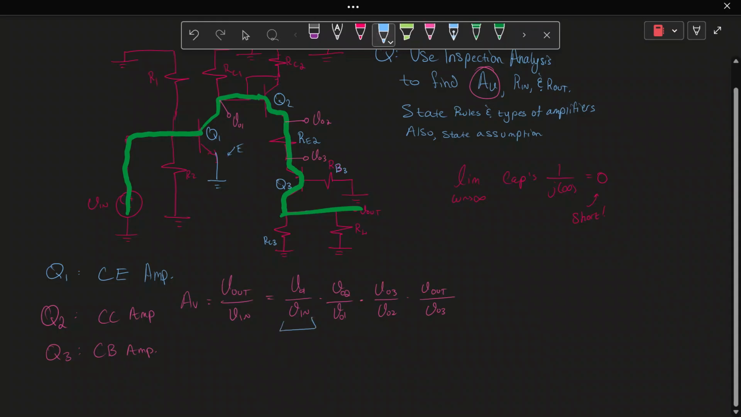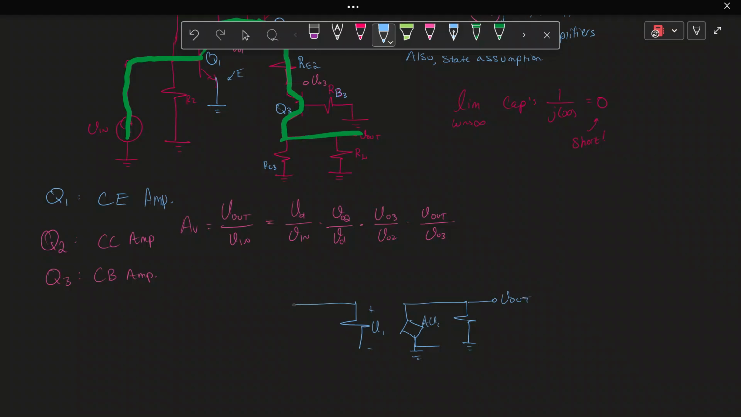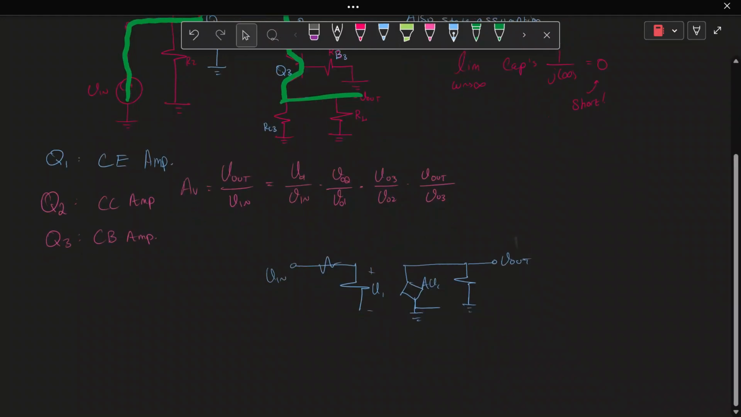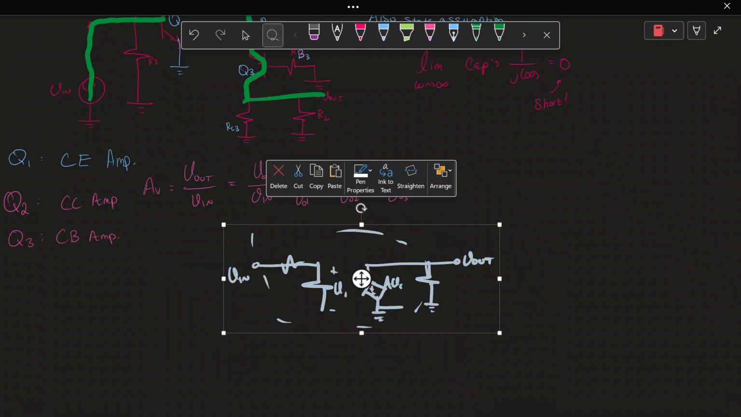I call each one of these stages because if you think about an amplifier, this is kind of like your basic amplifier part. This is connected to ground. This is plus minus V1. This will be AV1 and this will be V out. So this is V in. You might have some resistor here, like a voltage divider, and this will be some sort of dependent source. So V out over V in is entirely one stage. That's how you get your black box amplifier.